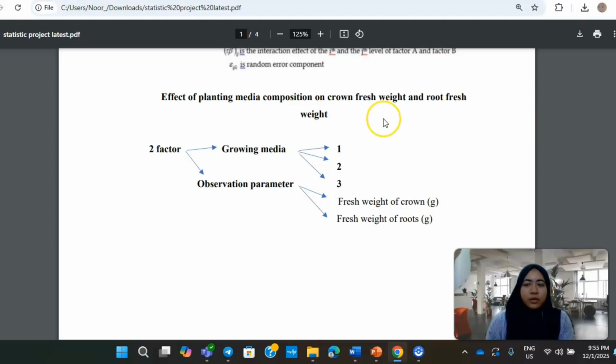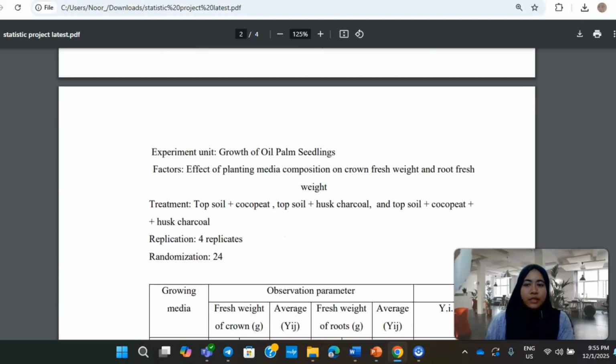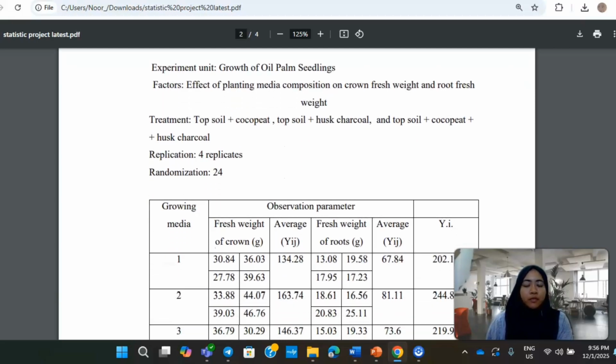In this study, we want to see the effect of planting media composition on crown fresh weight and root fresh weight. So here we have two factors. The first factor is growing media and the second is observation parameter. For this study, the experiment unit is the growth of oil palm seedlings. The factor is the effect of planting media composition on crown fresh weight and root fresh weight. The treatment is media composition: first, topsoil plus cocopeat; second, topsoil plus husk charcoal; and third, topsoil plus cocopeat plus husk charcoal. The replication of the study is 4 replicates and the randomization is 24.